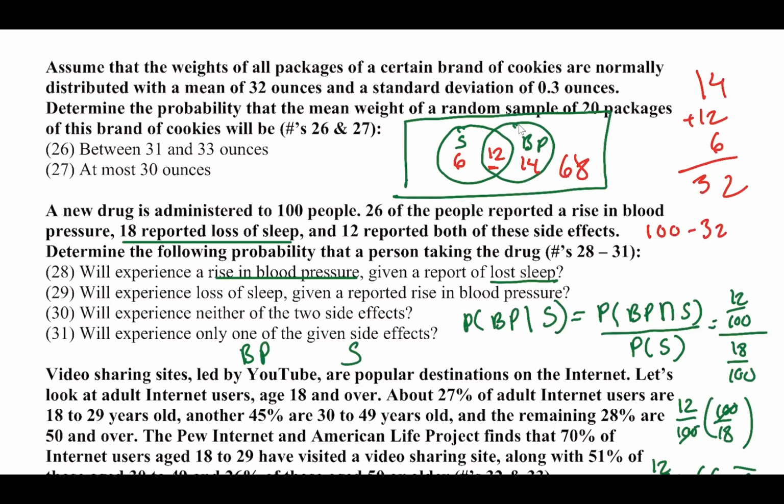So if you look at number 30, it says will experience neither of those two side effects. So for this one, we'll put it right here. We'll put 68 out of 100, which is 68%. And that's how you want to do number 30.